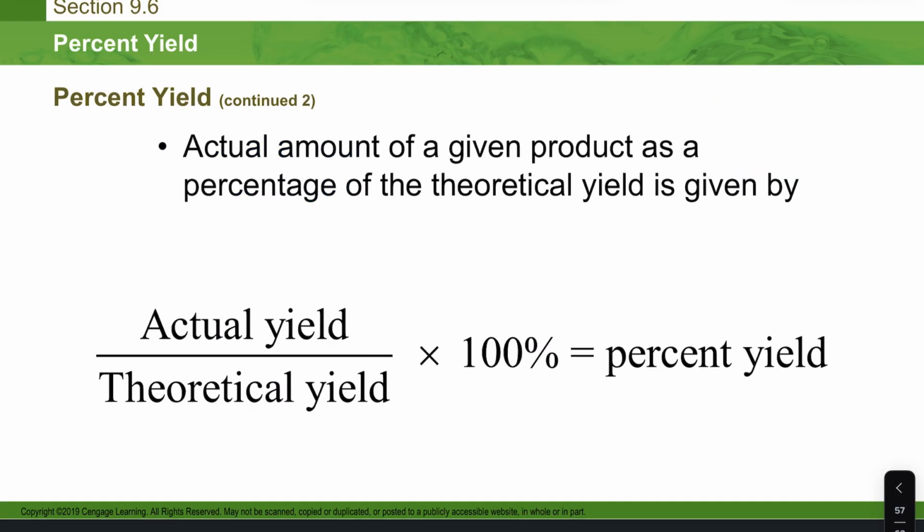The way that it's calculated is you will take your actual yield, divide it by your theoretical yield, multiply it by 100%, and there you go.